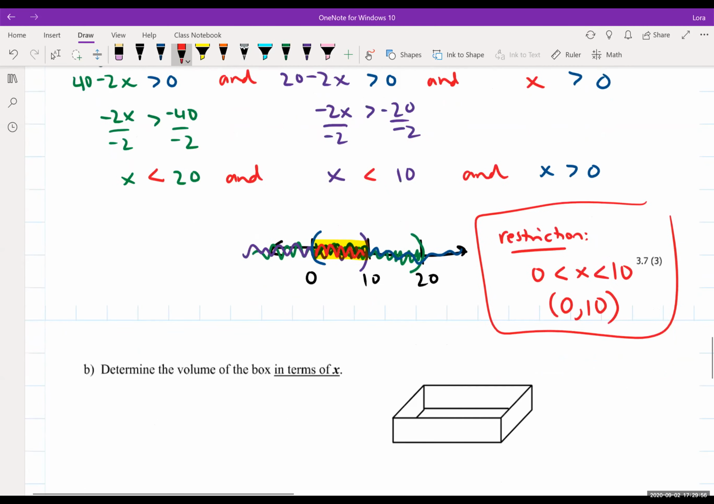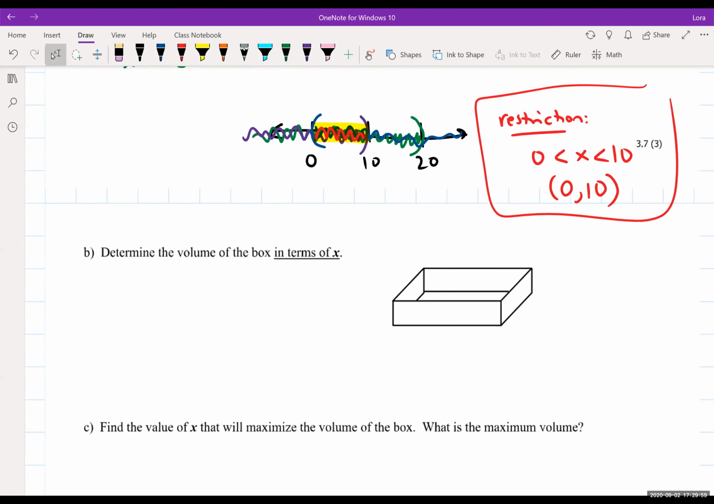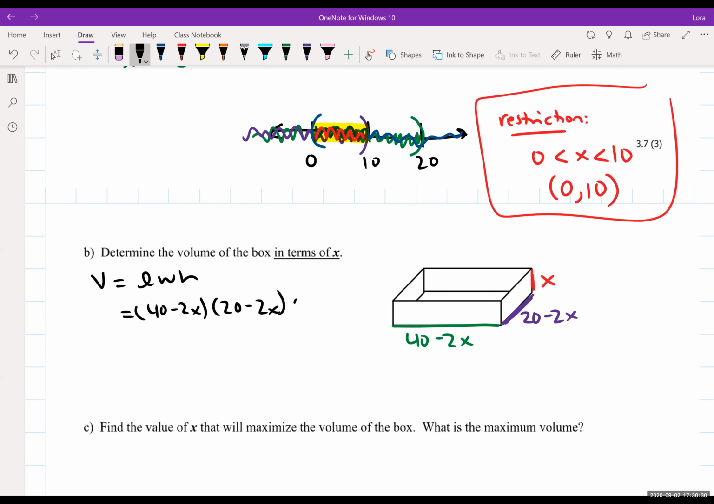So now we'll address item B. They want us to determine the volume of the box in terms of x. And technically, we already have the setup. Our length was 40 minus 2x, our width was 20 minus 2x, and our height was x. If we're going to talk about volume, we remember volume is length times width times height. So we can include this: 40 minus 2x times 20 minus 2x times x.